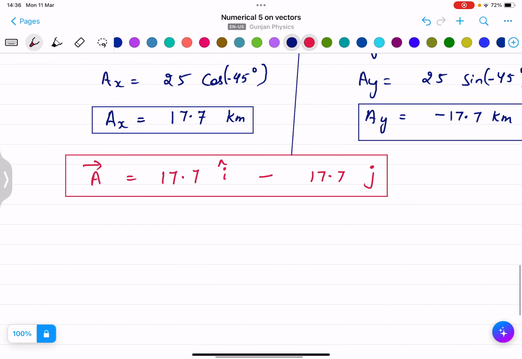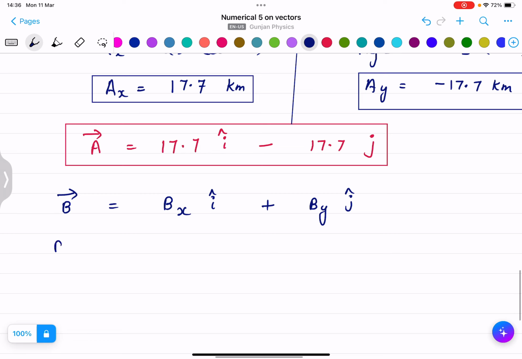So for the B vector, what will be my total B vector? B vector will be BXi plus BYj. So what will be my BX? BX is B cos theta, and what will be my BY? It will be B sin theta.